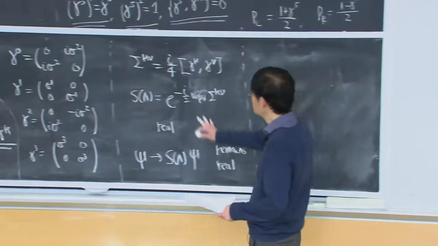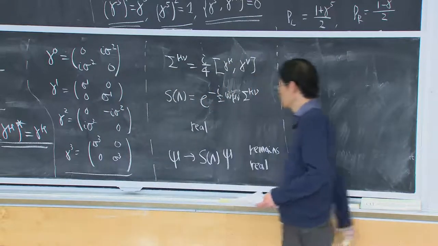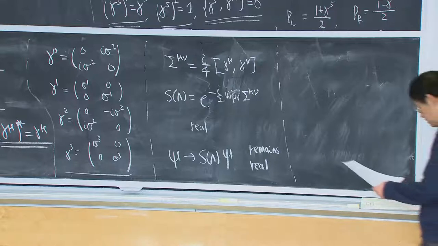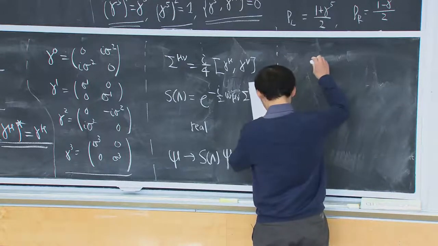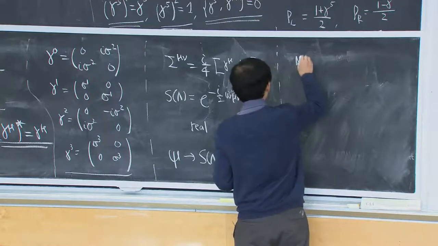So now we have chosen a very specific representation for gamma matrices, in which psi can be chosen to be real. Okay. But how about for the general representation? Okay. So now we talk about the general Majorana spinor.